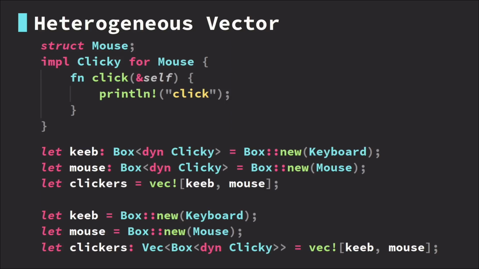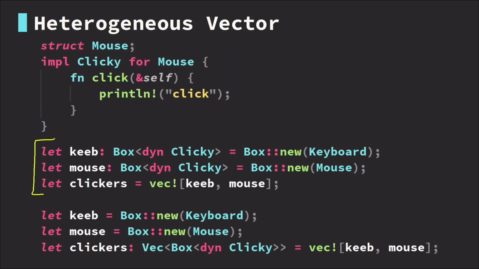Now we have two separate ways to create trait objects. So we have our keyb and our mouse here. We can annotate each one with what we need. So we're going to use boxes. We have a Box dyn Clicky for both the keyb and the mouse, and both are being placed inside a box. We then have a new vector being created with the vec macro. And we have the keyb and the mouse in the same vector. We're just naming it clickers. So this is one way to do it.